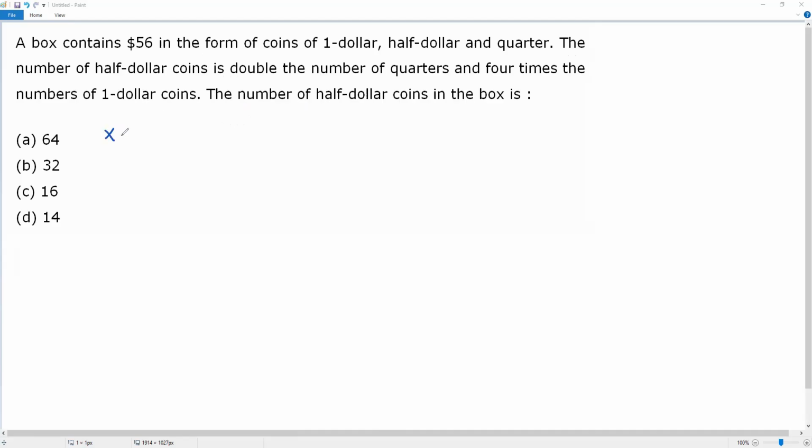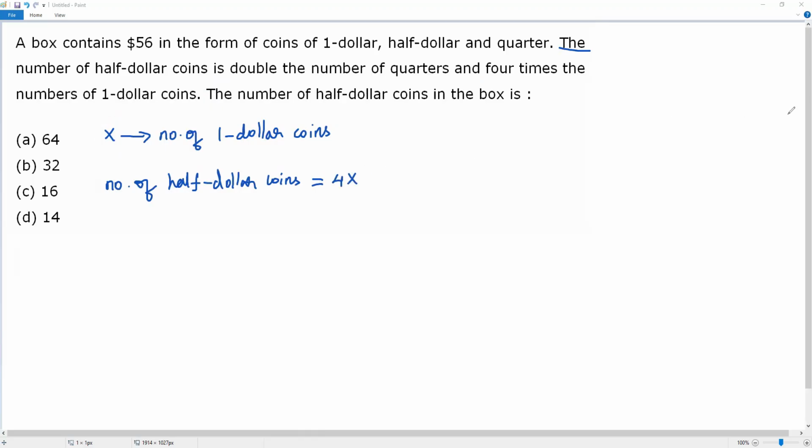Okay, first let me take X as the number of $1 coins. Let me write the stuff over here. Number of $1 coins. Now, using this information, we'll be able to find the number of half dollar coins in terms of X, because the information says that the number of half dollar coins is 4 times the number of $1 coins. Then the number of half dollar coins, let me write the stuff over here. Half dollar coins. Now, to get the number of half dollar coins, we have to take 4 times the number of $1 coins. That is 4 times X.